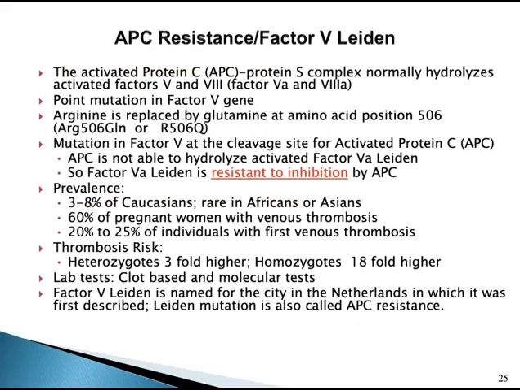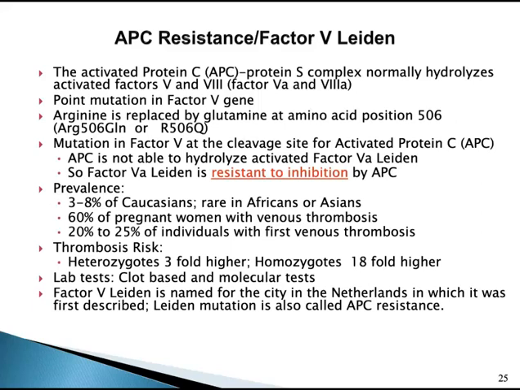So let me talk about activated protein C resistance, which is also known as factor V Leiden. You can hear APC resistance or factor V Leiden used in the same manner, or we can talk about them in the same way. Factor V Leiden is actually the name of a city in the Netherlands, and that is where this mutation was first found.